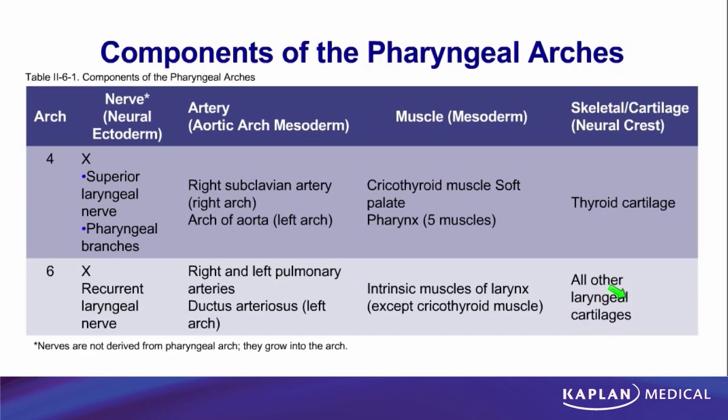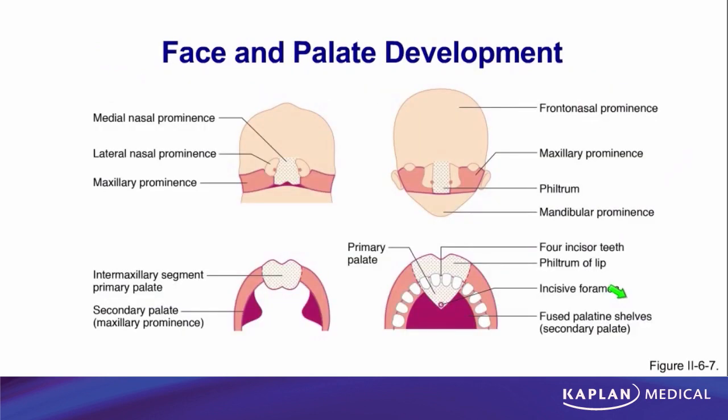Now, because we said that the first arch gives us the maxilla, and because associated with the maxilla is going to be the palate, we have to discuss that briefly. So from the first arch on the right and left sides, we have these what are called palatal shelves that grow medially from the arch.